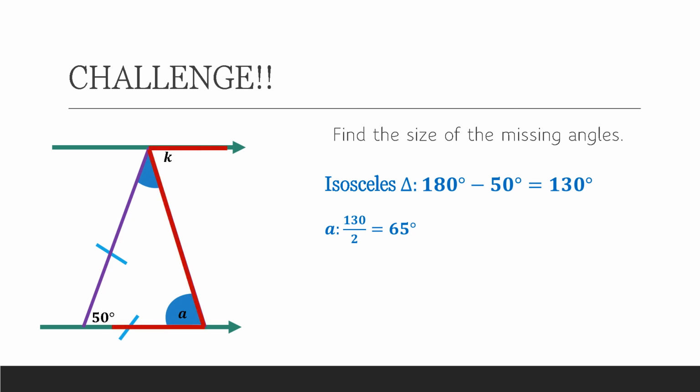We can simply draw a Z on our parallel lines to give us an alternate angle. And we know that our alternate angles are equal to one another. So the measurement for K and A would be the same because they are alternate angles. So because A is 65 degrees, K will also be 65 degrees because it's alternate to A.